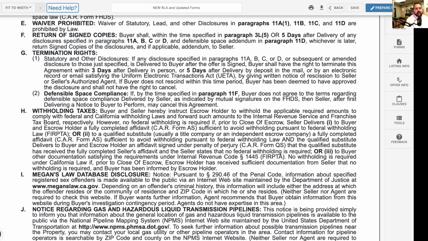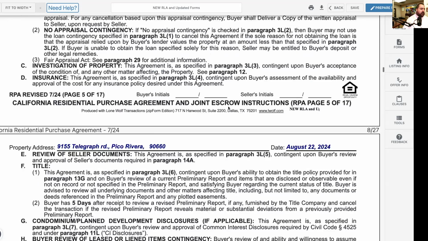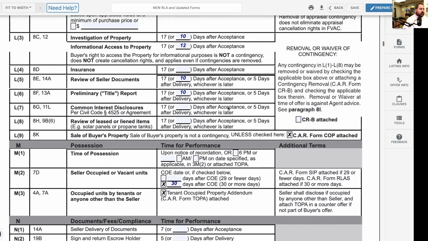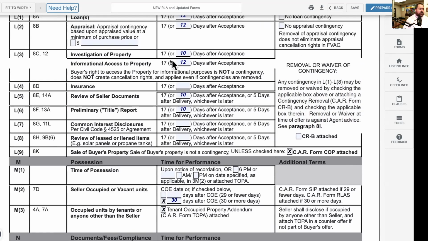Oh, yeah, I would always do 3L3, which is, if I'm not mistaken, let me go back so I can just double check. But 3L3 is the investigation period. So if we go back here, 3L3, investigation of property, I would just use that paragraph to cancel, because obviously we're just barely in escrow. We have that contingency in place. So that's what I would use.